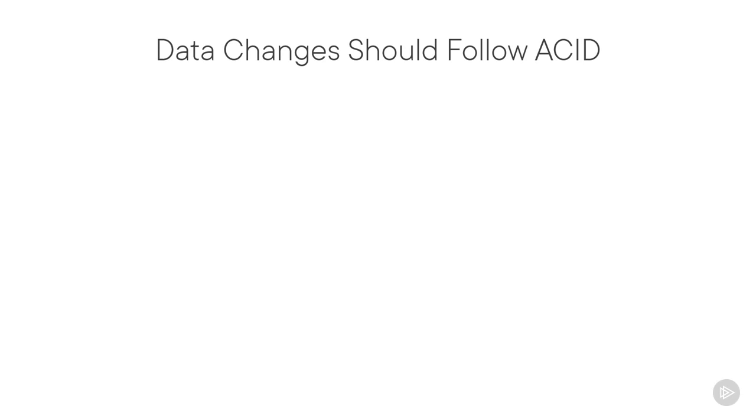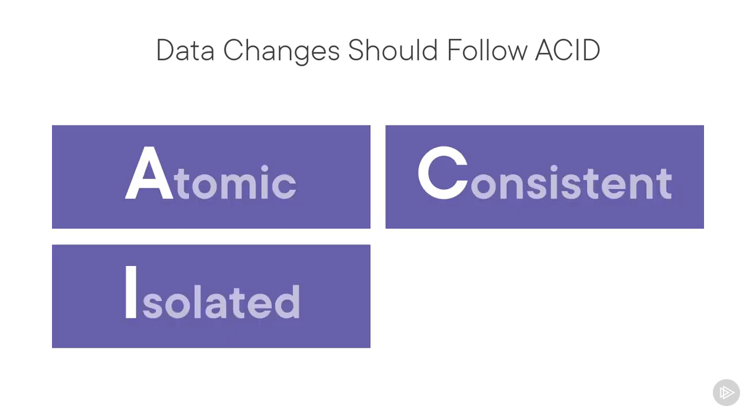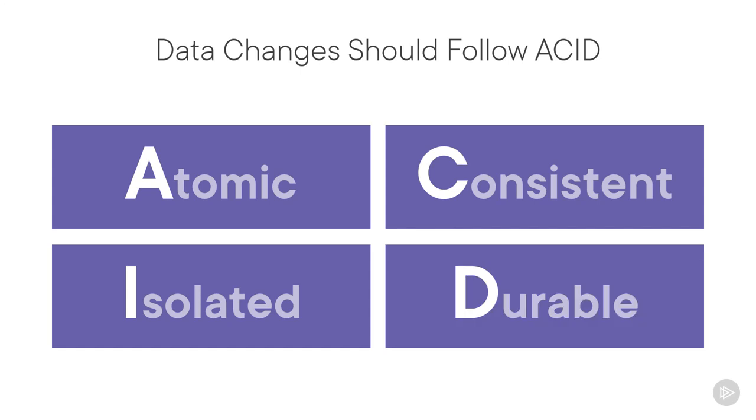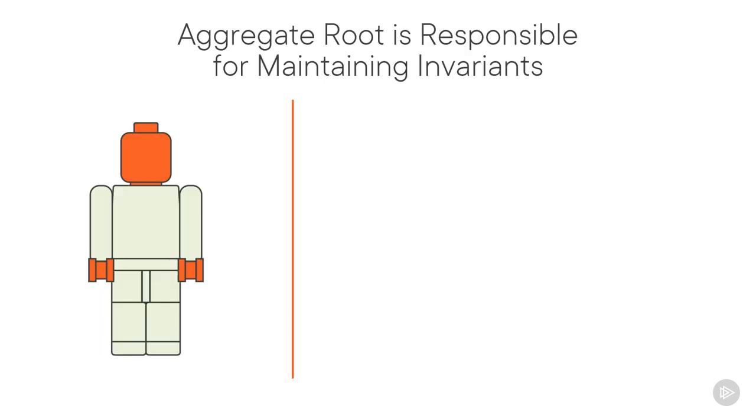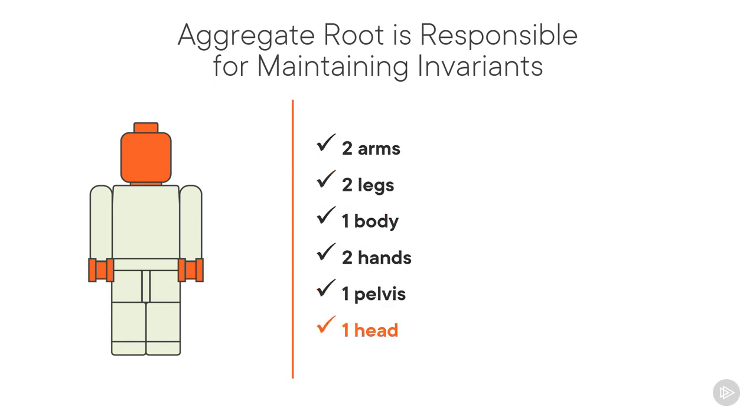That is, they should be atomic, consistent, isolated, and durable. It's also the responsibility of the aggregate root to maintain its invariants, such as the number and type of components it requires in the example. An invariant is a condition that should always be true for the system to be in a consistent state.